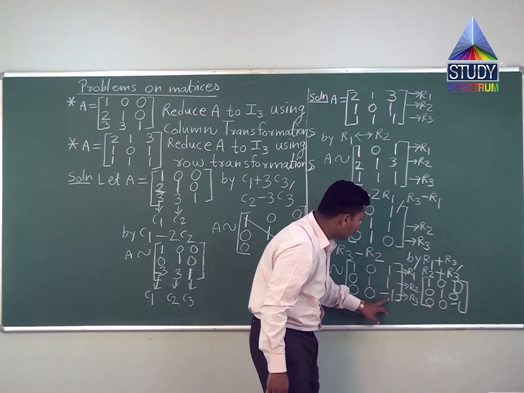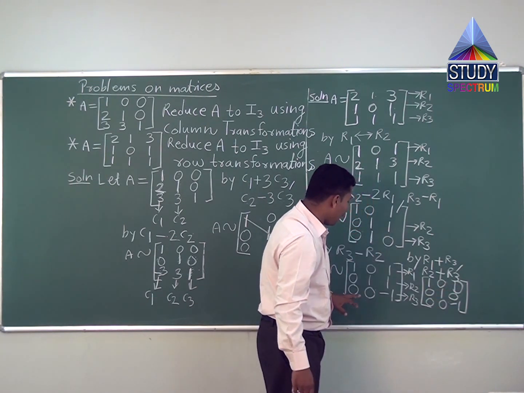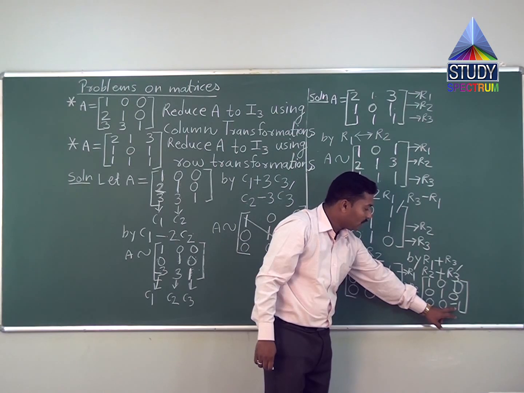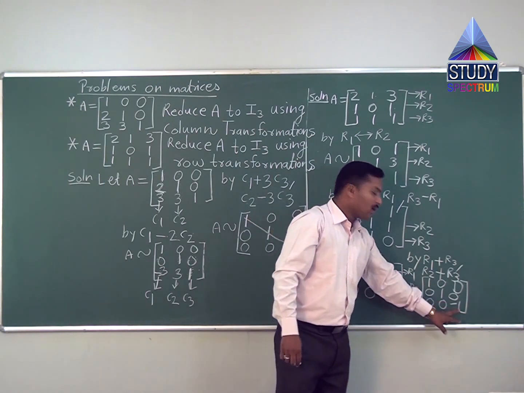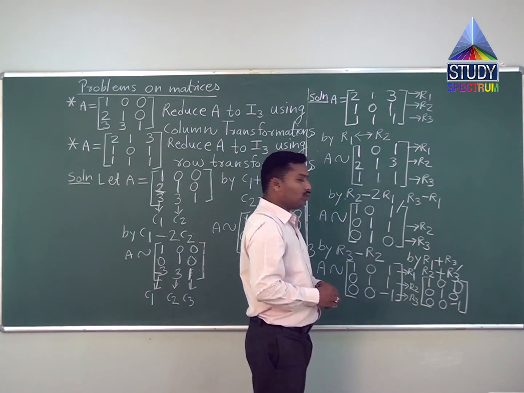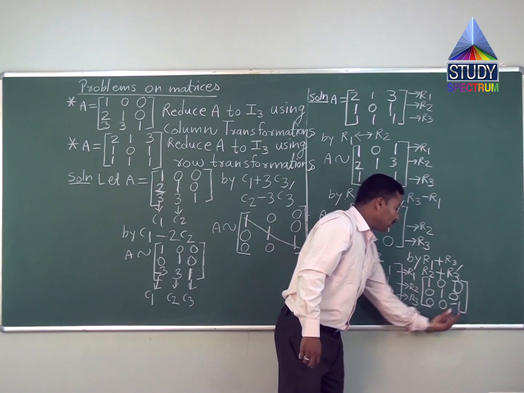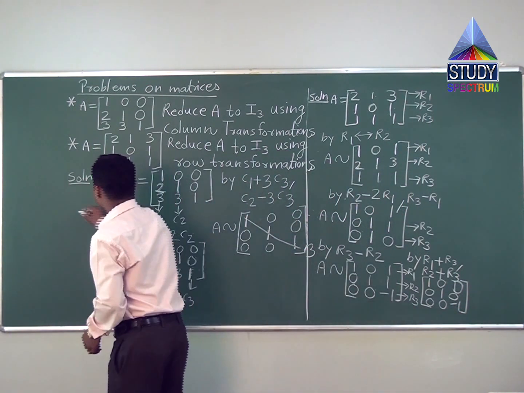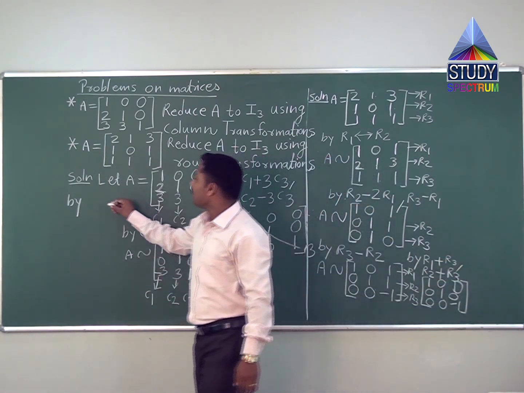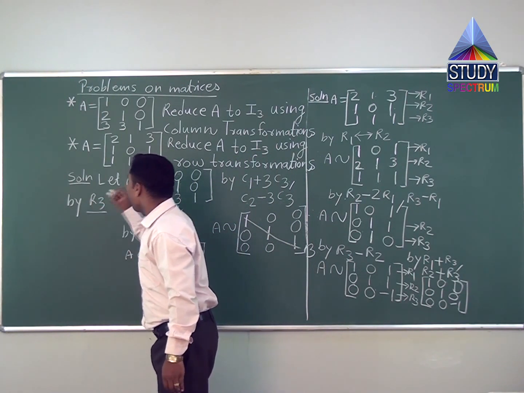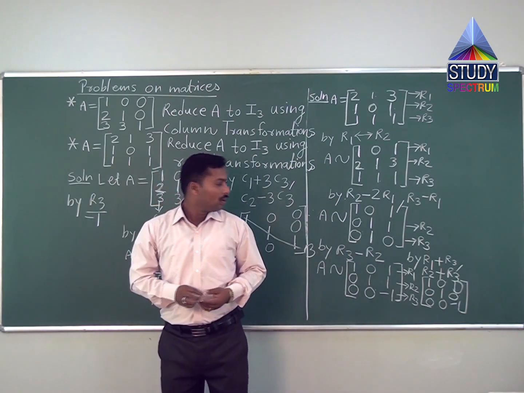This 1 minus 1 comes from R1 plus R3, so it is 0, and only the remaining number we want to be a 1, but here it is minus 1. So how do we make this minus 1 a 1? Dividing this number by itself, we get 1. So what happens here is we do R3 divided by minus 1, R3 upon minus 1. What do we get?